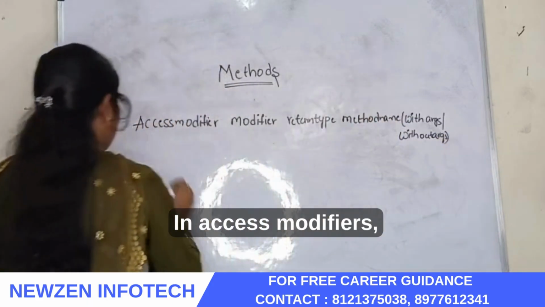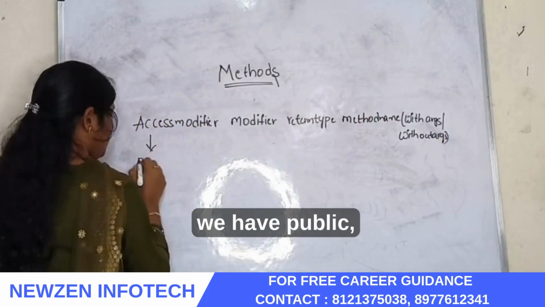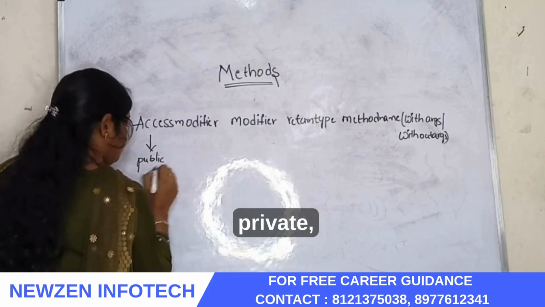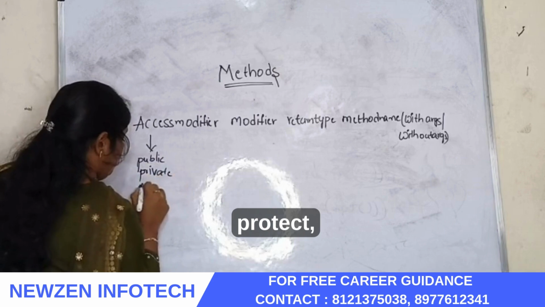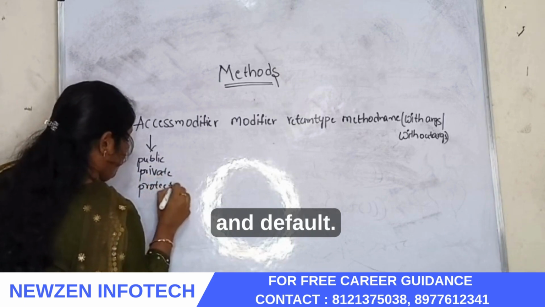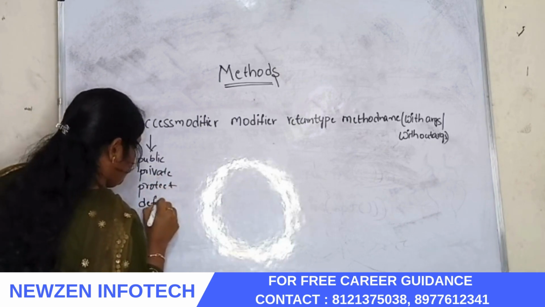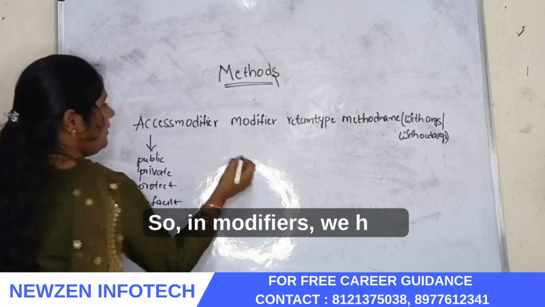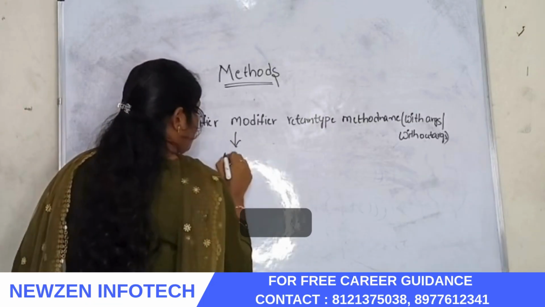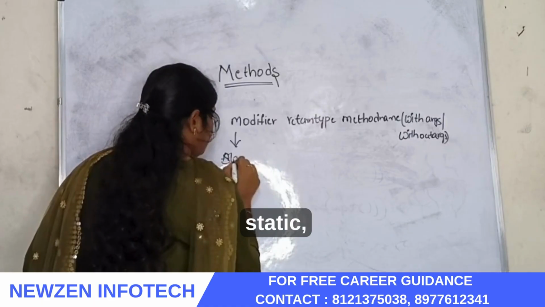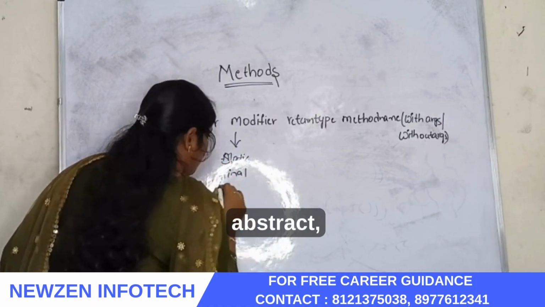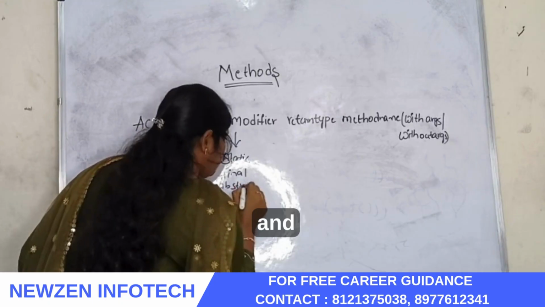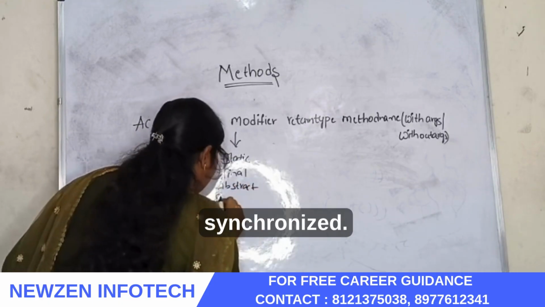In access modifiers, we have public, private, protected, and default. In modifiers, we have static, final, abstract, and synchronized.